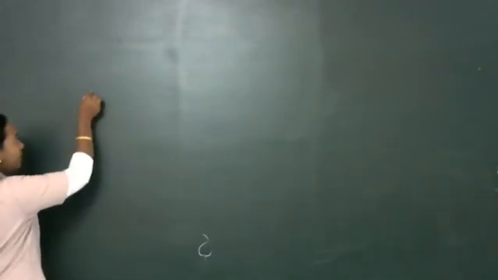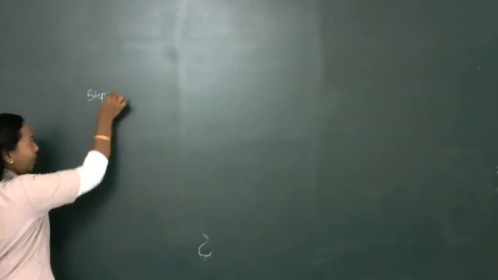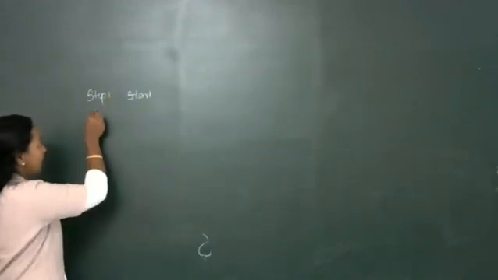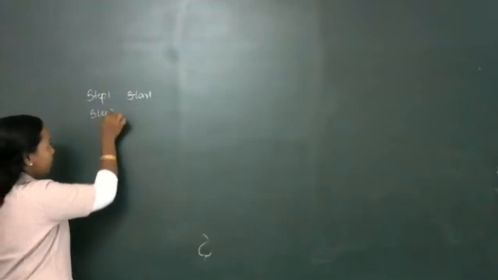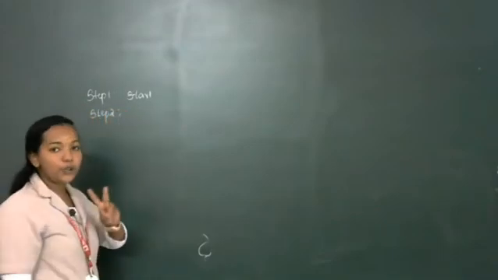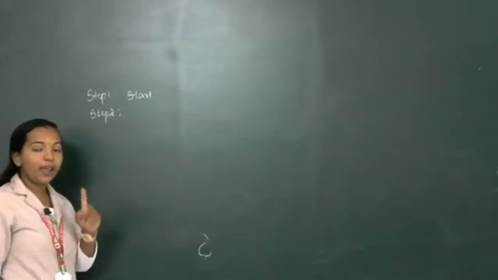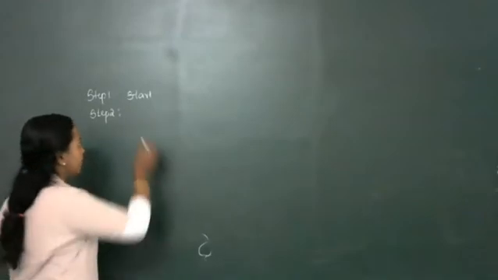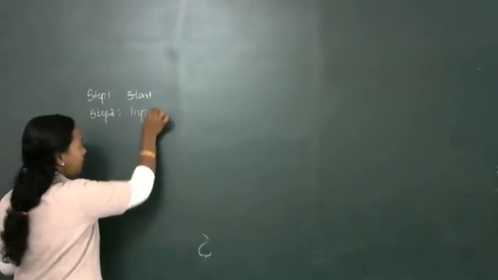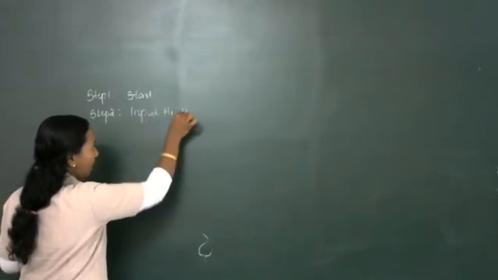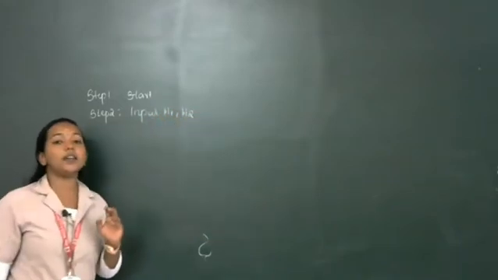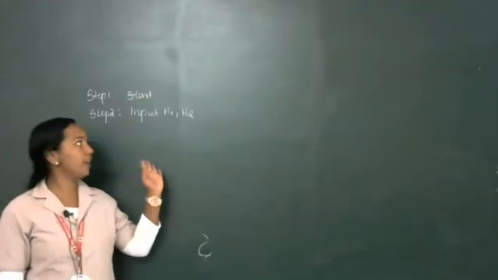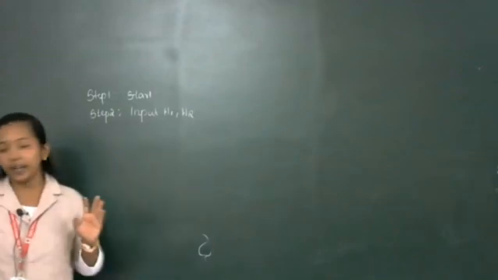Algorithm, step 1: start. Step 2: I require two variables, H1 and H2. H1 for the height of the first student, H2 for the height of the second student. So I can write like this: input H1 comma H2.